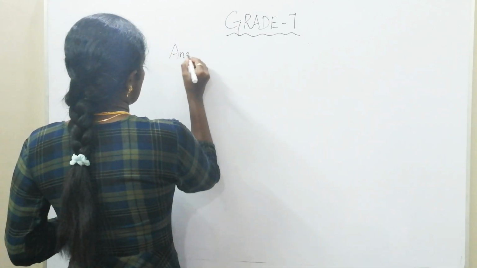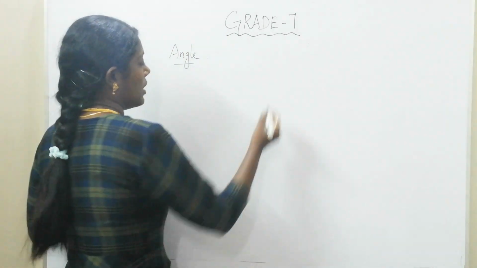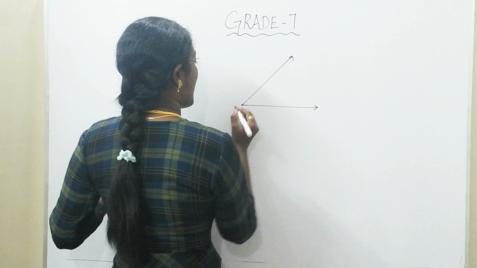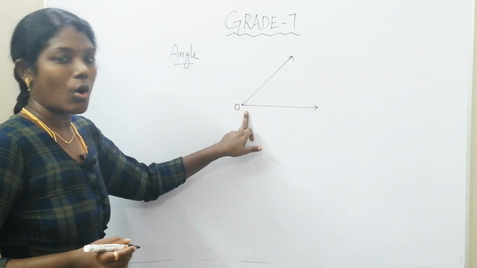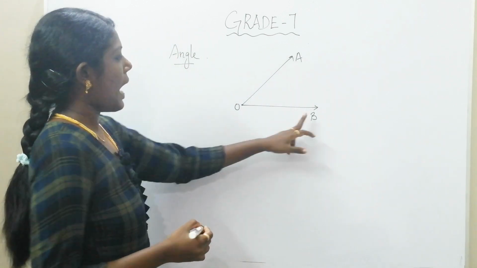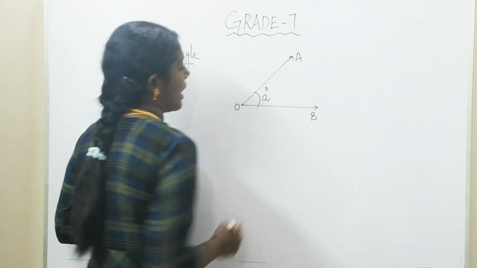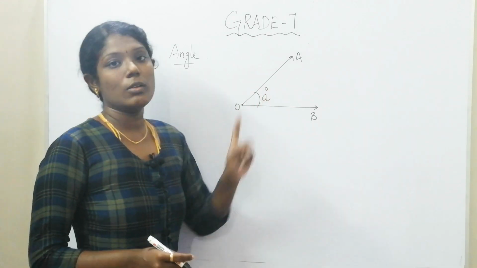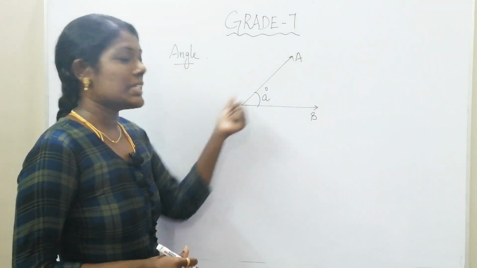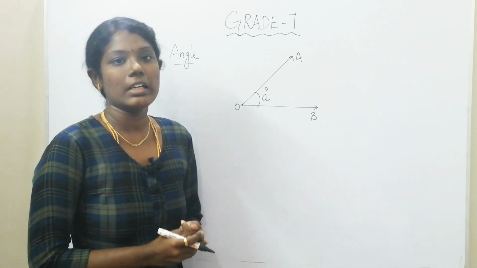So when two rays meet, I have a common vertex which is O. I have a ray A and ray B. So when rays A and B meet at point O, it forms an angle here. This is called an angle, and I always represent an angle with degrees. The unit of angle is degree. So when I have two rays meeting at a point O, it forms an angle inside. That is called the angle of that particular ray.